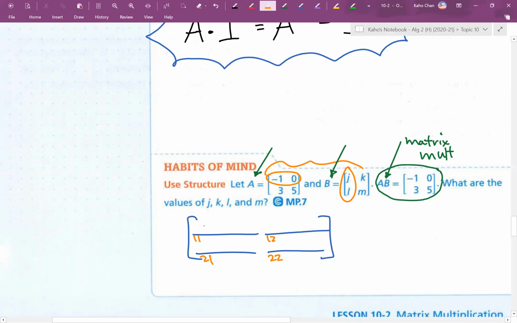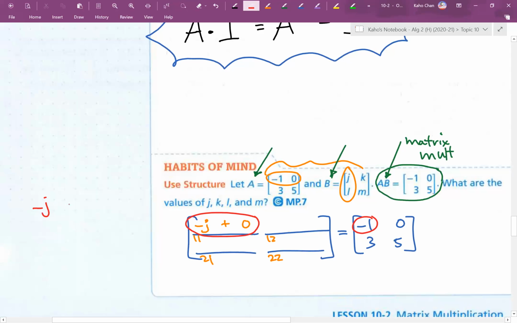-1 times J. Great. And then 0 times L. Awesome. I love the 0 right there. And that equals literally -1. So it's a setup. You guys see that? That equals -1 right there. That's your equation. -J plus 0 equals -1. If I clean that up, I'll get -J equals -1. J equals 1. Ding, ding, ding. There's one answer right there. Sweet.